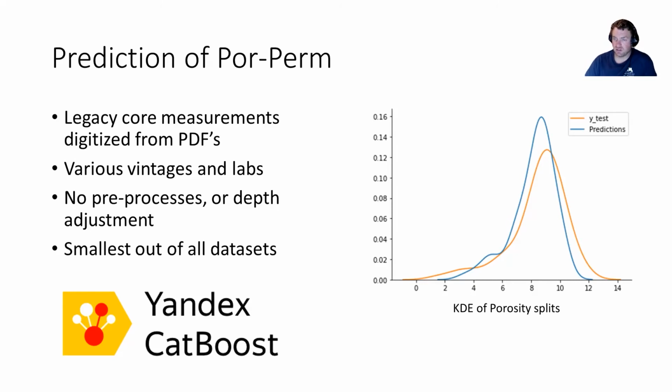So this is a KDE, and the blue is the predictions, and the orange is the truth. And so it's a little bit spikier, so we're not quite predicting the ends of it. And also it's a little bit under-predicting porosity. But again, it's better to underpredict than overpredict, but it's something to be aware of.